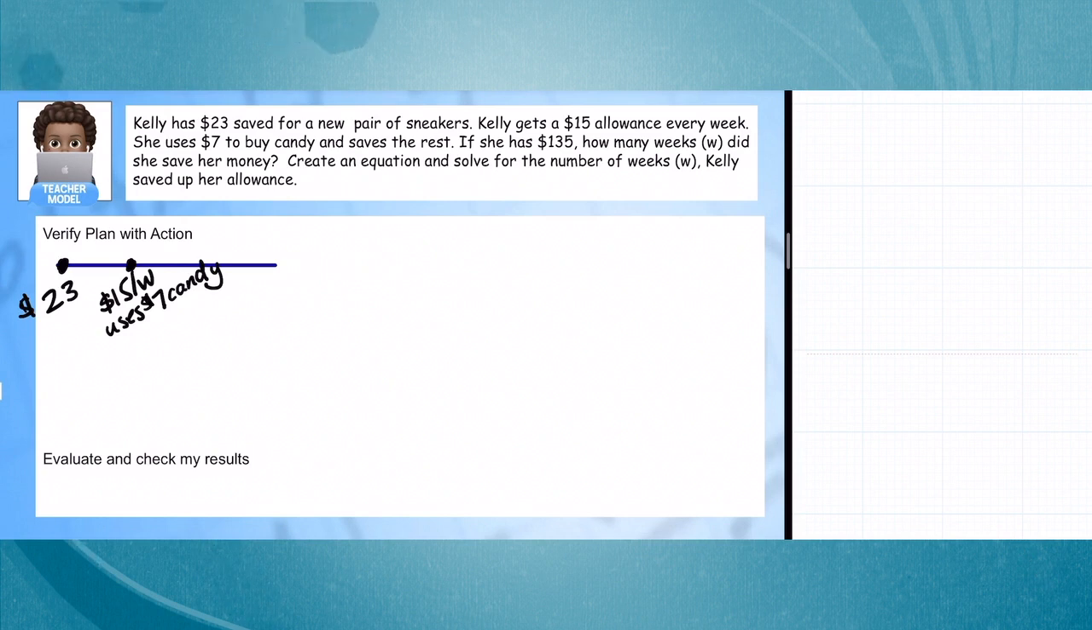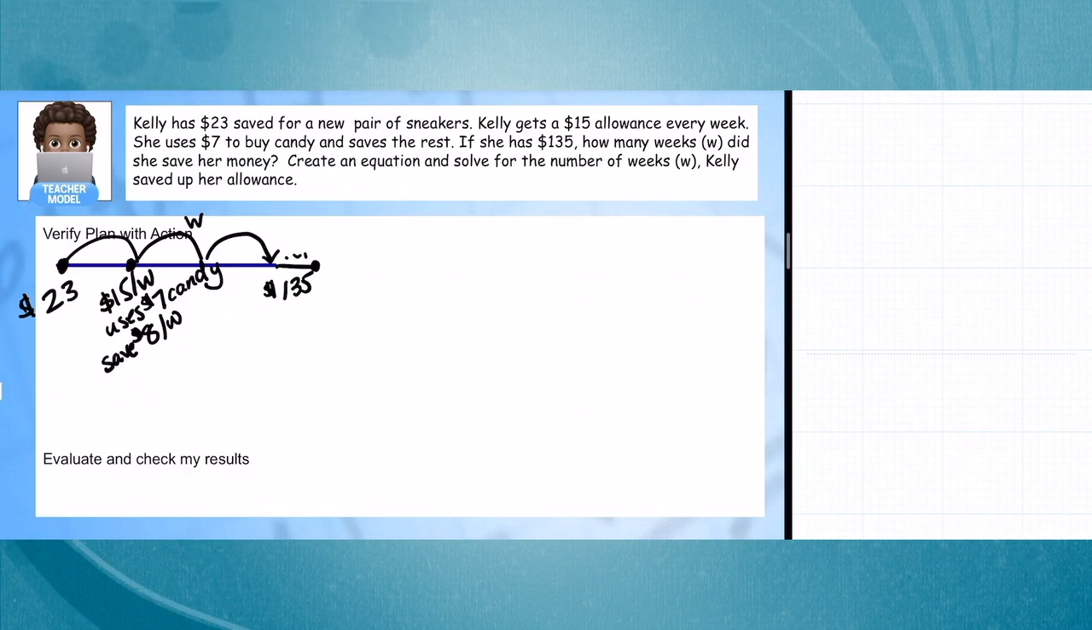So how much does she really have every single week? If she has $15, she keeps spending $7, that means she's going to save $8 every single week. And that's going to be important for us. And we want to know how many weeks does this happen until she gets enough money for her sneakers, until she has $135.